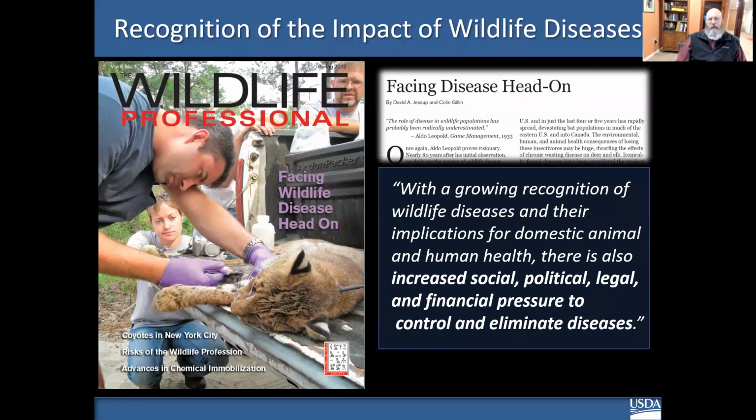I think there's been, over the last 5 or 10 years, a general recognition of the impact of wildlife diseases, in terms of the impacts to domestic animals and the impact to human health and safety. And I think that as a result, there's also been some increased pressure, social, political, legal, and perhaps financial pressure, to control and eliminate disease.